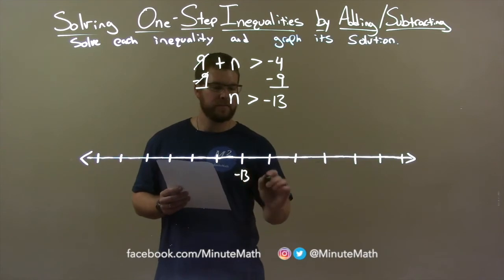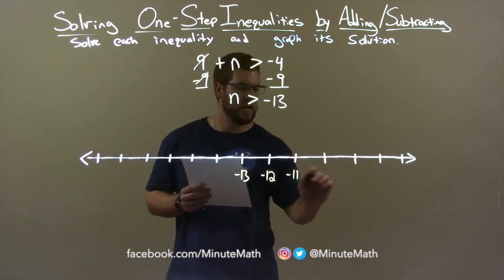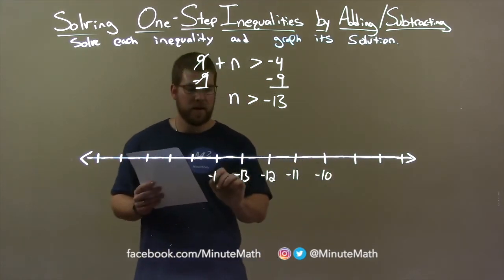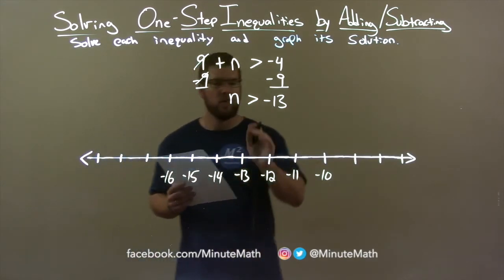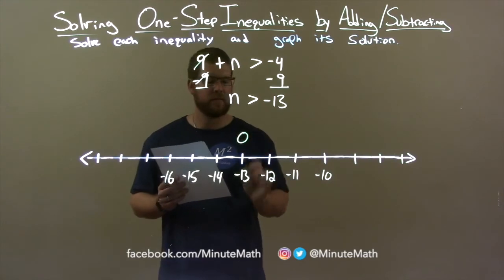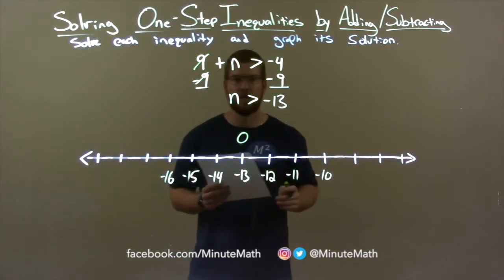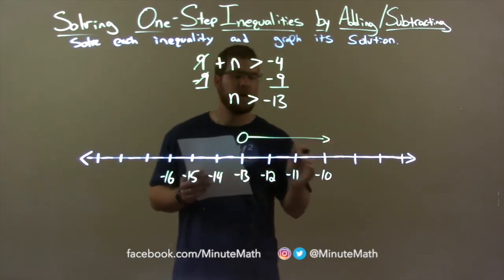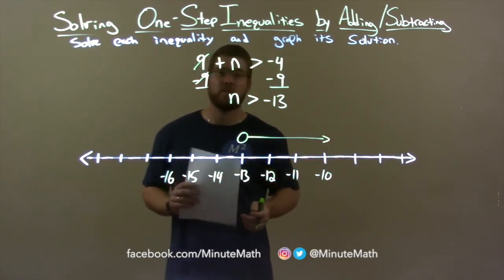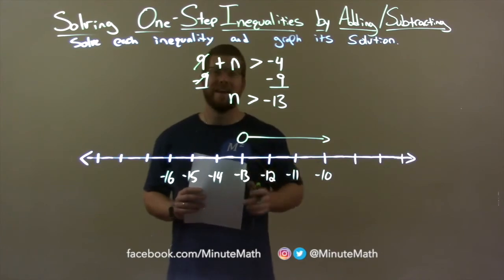Negative 13 is here, so let's put negative 12, negative 11, negative 10 here, and negative 14, negative 15, negative 16. We put our open circle at negative 13 because n is not equal to negative 13, it's just greater than. Greater than sign means the arrow goes to the right, and there we have it. Our graph matches our final answer, n is greater than negative 13.